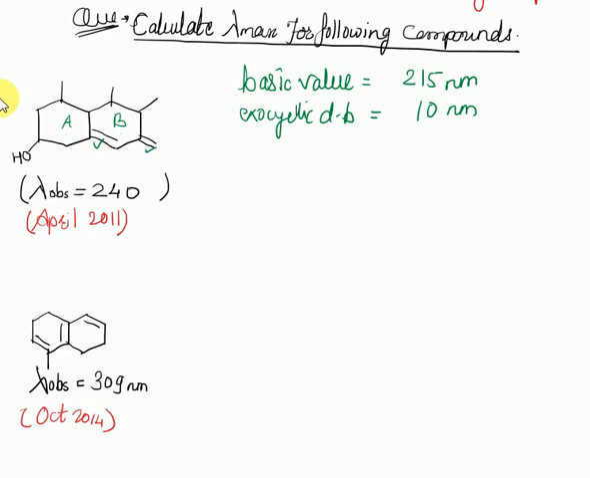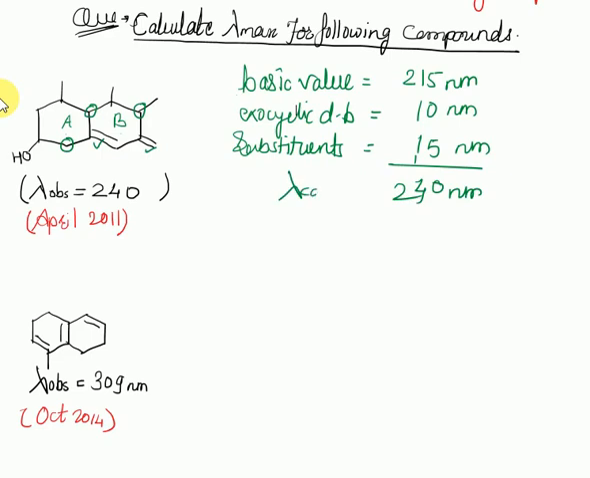Then see the substituents. There are 1, 2 and 3 substituents. The contribution by one substituent is 5 nanometer, so by 3 substituents 15 nanometer will be the contribution. After calculation this value becomes 240 nanometer, and it is exactly equal to the observed wavelength. The observed wavelength and calculated wavelength can differ by 5 to 6 nanometer, it doesn't matter.